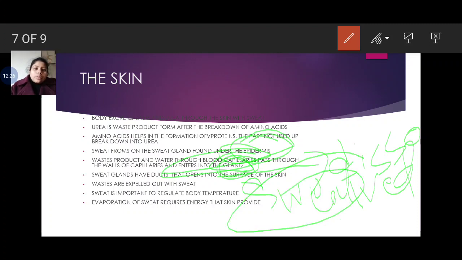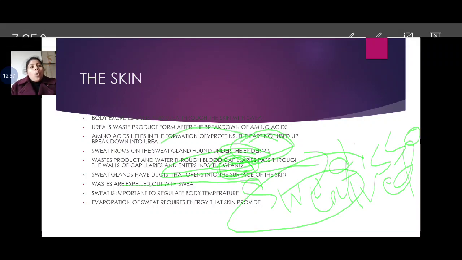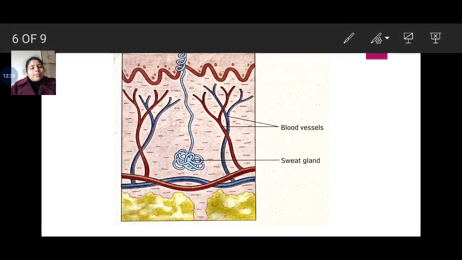Now, these sweat glands are present under the epidermis, the first layer of the skin, and their ducts open somewhere. See this diagram and it will be clear to you all. This is the main blood stream, the vein and the artery. Here the blood is flowing along with all the dissolved nutrients and components.